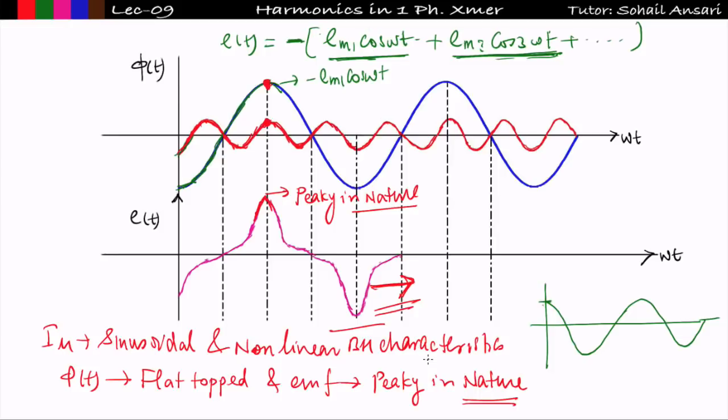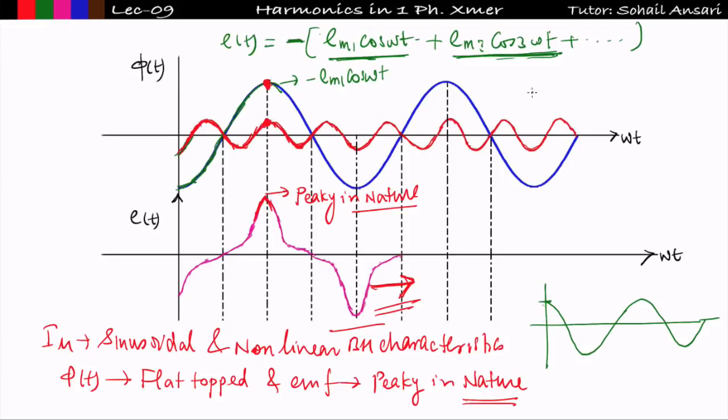The waveform of phi(t) will be flat topped and the waveform of EMF will be peaky in nature. Got it? So you have to keep all these cases in mind. The question may be framed from harmonics in single phase transformer. Guys, this is a very important lecture. You should understand how we are getting flat topped, how we are getting peaky in nature, and how to add two different waveforms having different frequencies. That is the only thing I am doing in this lecture. If you understand how to add two waveforms, then you can easily draw the resultant waveform and analyze whether it is peaky, flat topped or sinusoidal.